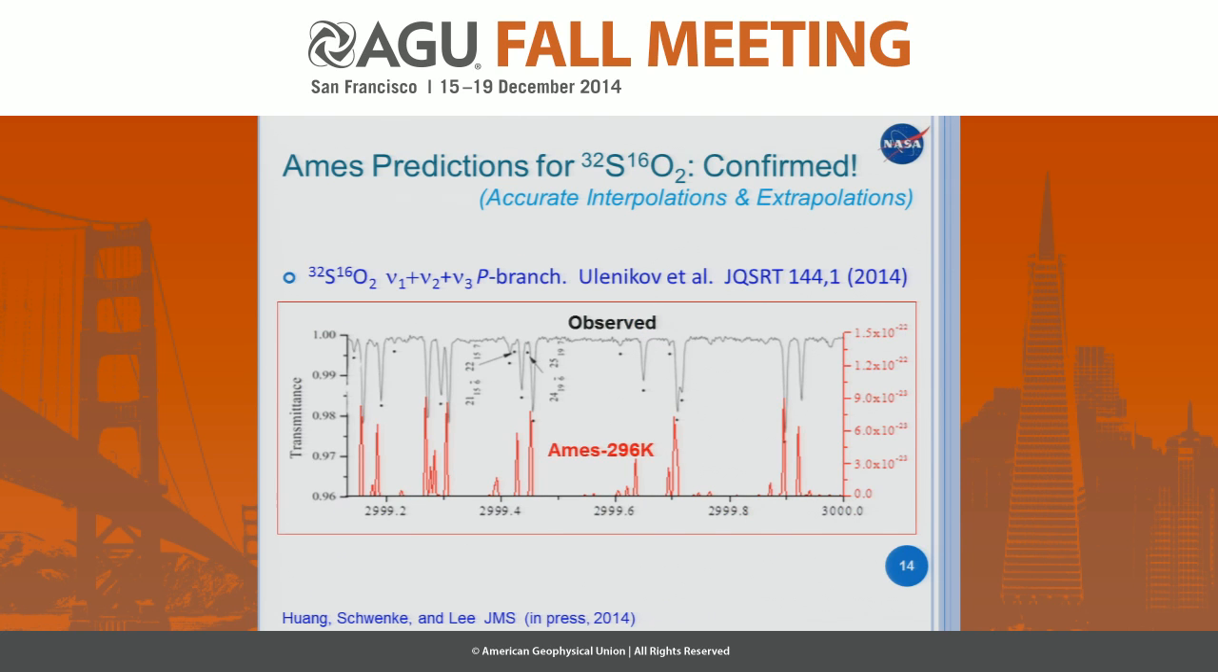Third example coming this year, nu1 plus nu2 plus nu3. I make the comparison in this way. On the top is the observed spectrum, and you can see we match one by one each of them with maybe 0.01 wave number deviation on line positions. Okay, this is the accuracy we have confirmed. We know we will have this kind of accuracy, it just needs the confirmation from the experimental side.